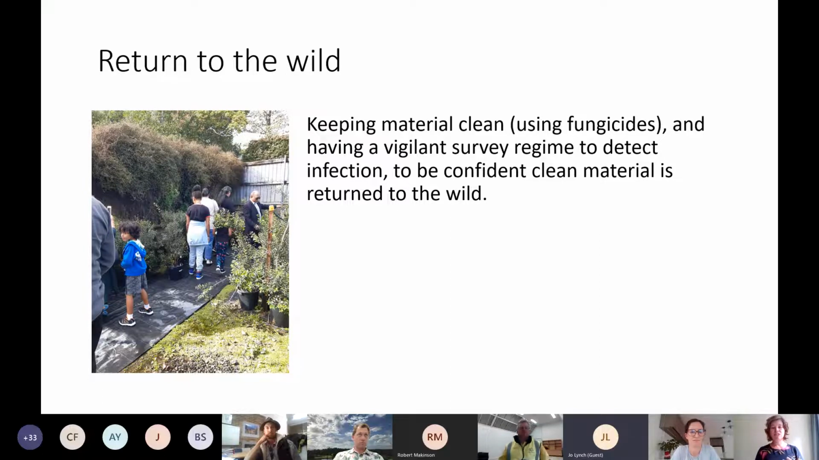So this feels especially responsible because unless you've kept up that preventative fungicide regime, you don't know whether there's an infection you can't see. So having those records and that regular regime is really important to be able to give quality assurance that you're not taking these things back infected.